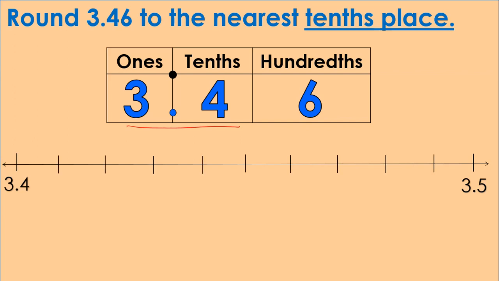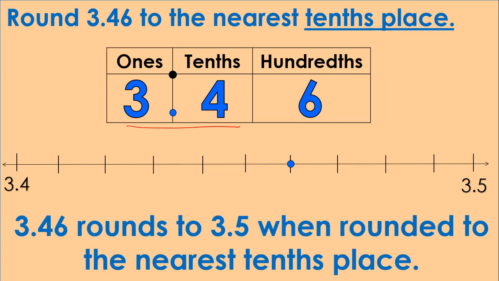We're going to insert 10 spaces in between 3 and 4/10 and 3 and 5/10 because there's 10 hundredths between 3 and 4/10 and 3 and 5/10. We're going to plot our 3 and 46/100ths on our number line, and we can see that 3 and 46/100ths is closer to 3 and 5/10. So 3 and 46/100ths rounds to 3 and 5/10 when rounded to the nearest tenths place.